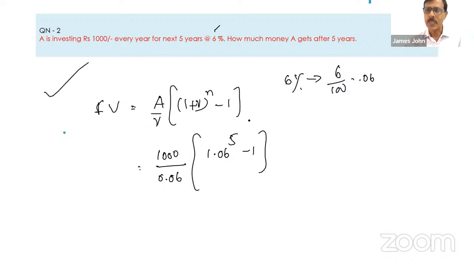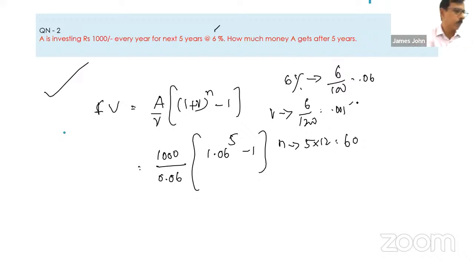Same formula. R becomes 6 by 1200, and n becomes 5 into 12, that is, n becomes 60. This becomes 6 by 1200. How much is it coming? We can use the calculator. It is 0.005. So that is the only change. You can use the same formula, but replacing the value of R and n accordingly.